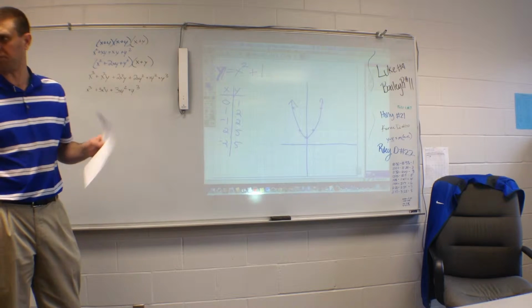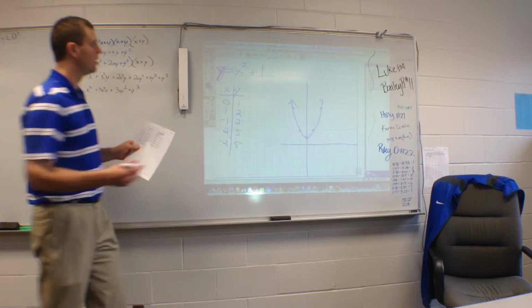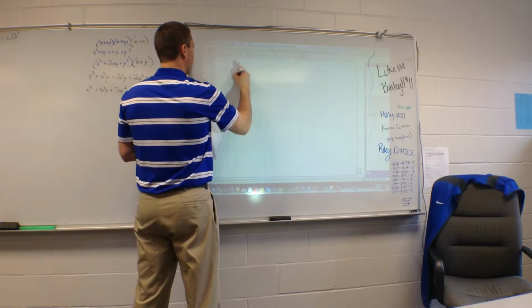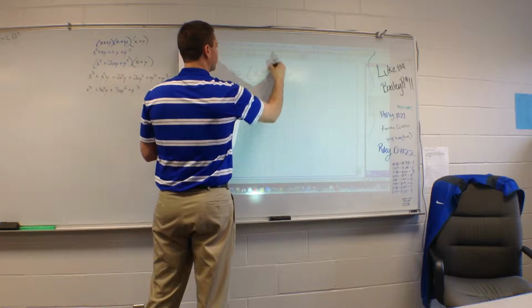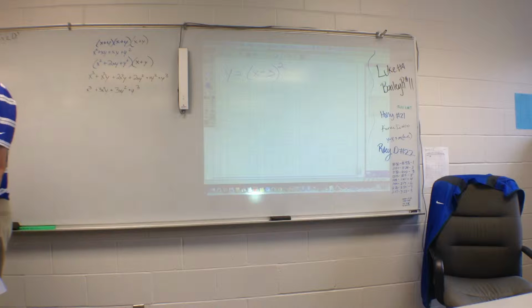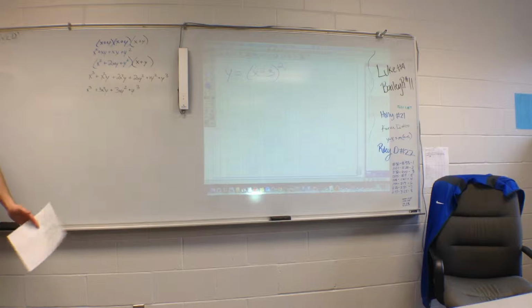All right. Next one, ready? Okay. I'll do one more easy one here. Y equals x minus 3 quantity squared. Quantity, as in what's in the parentheses. Okay. So what's this one going to look like?